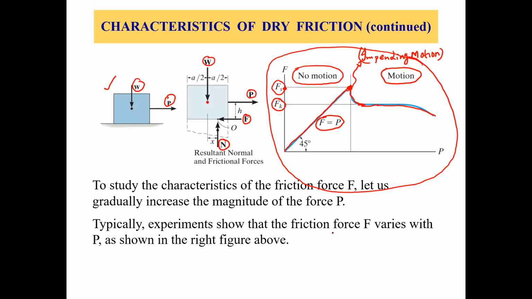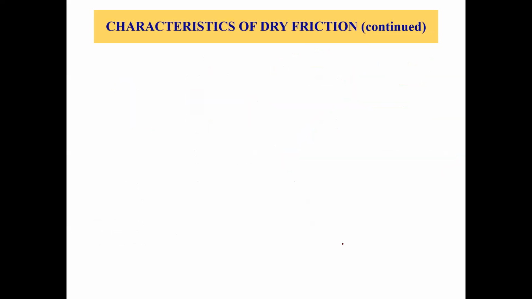And let's see what's given here. To study the characteristics of the friction force F, let us gradually increase the magnitude of the force P, which we already discussed. Typically, experiments show that the friction force F varies with P as shown in the right figure above. So we already talked about the changes in friction force with respect to the applied force P, right? Okay, so let's move forward.